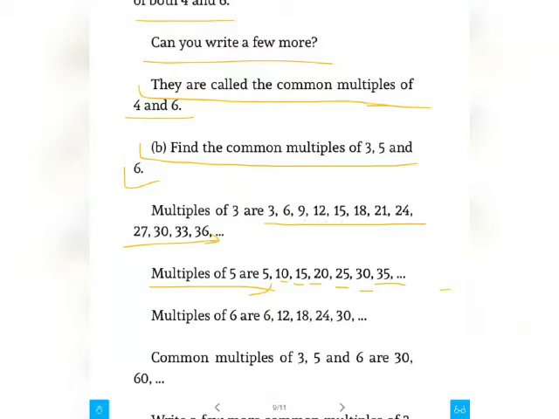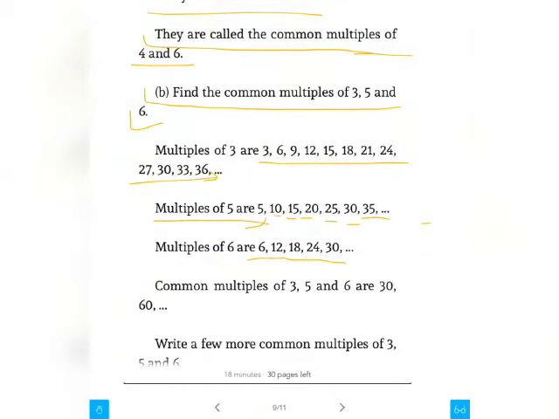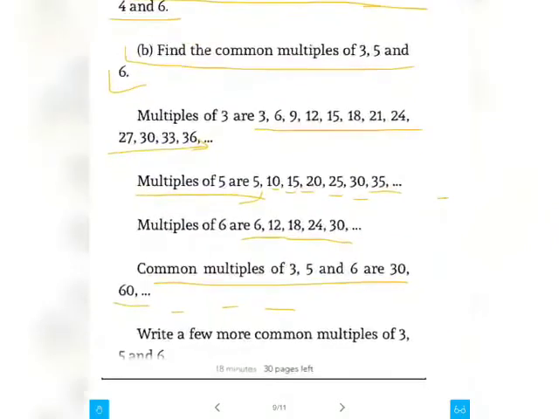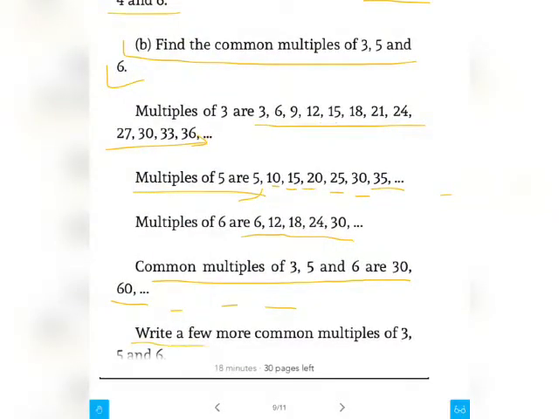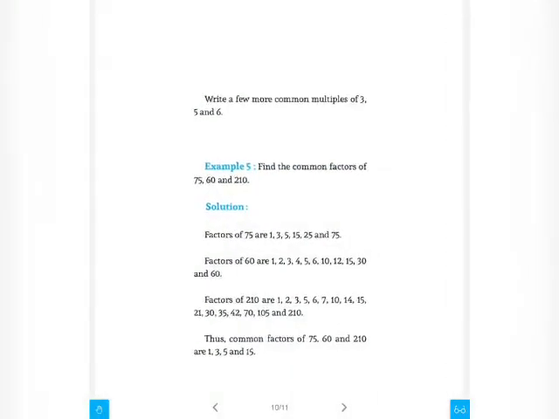Multiples of 6 are 6, 12, 18, 24, 30. Similarly for 3 and 5 as it is. Now what are the common multiples in these? You will see that the common multiples of 3, 5 and 6 are 30, 60 and so on. You cannot write all the common multiples because so many common multiples will occur in these numbers. Now write a few more common multiples of 3, 5 and 6 in your notebook, so you can practice it.